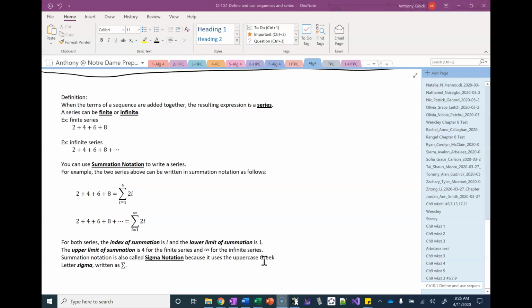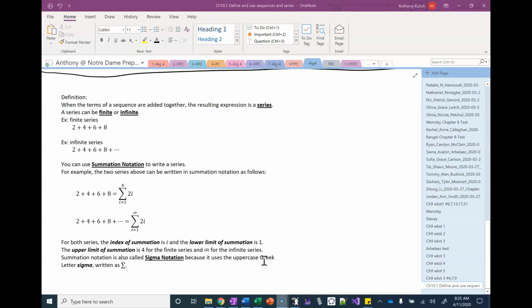Just like a sequence, a series can be finite or infinite. So for example, a finite series might be 2 plus 4 plus 6 plus 8. An infinite series could be 2 plus 4 plus 6 plus 8, and so on. Remember, the ellipsis means that the pattern is going to continue, so the next one would be plus 10, plus 12, plus 14, and it just goes on like that forever.